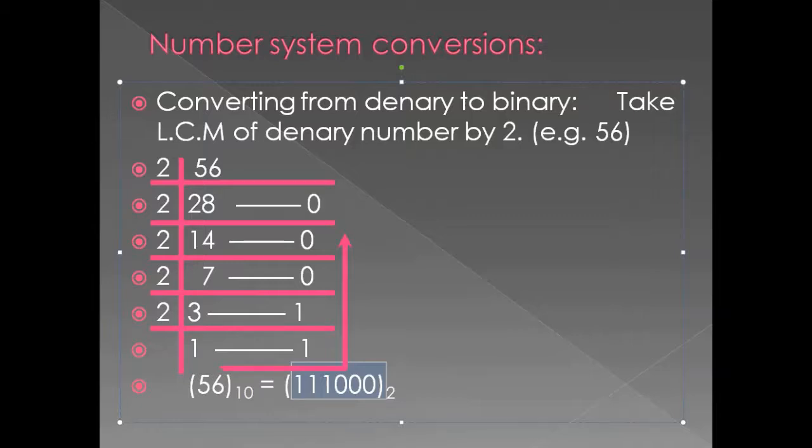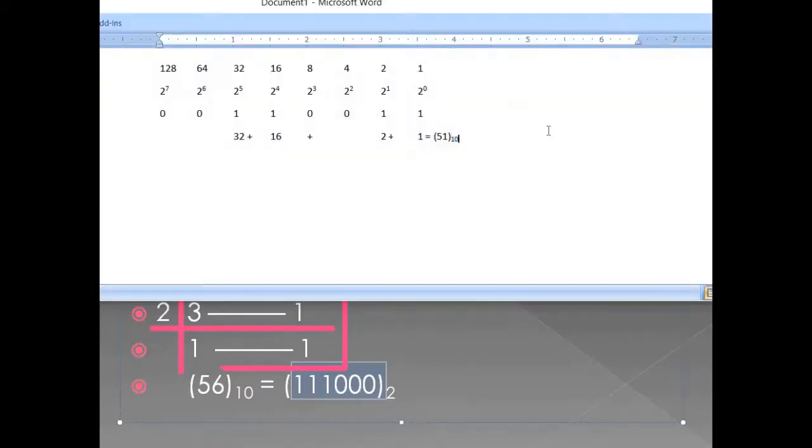If you want to check it, we can do it by writing 1 1 1 0 0 0. Now we can ignore the 0 part. Okay, so over here the value would be 32 plus 16 plus 8. 16 plus 8 is 24, 24 plus 32 is 56. So that means we have done it correctly.